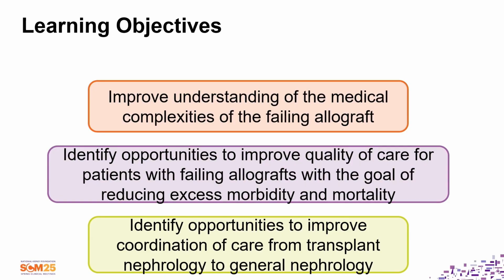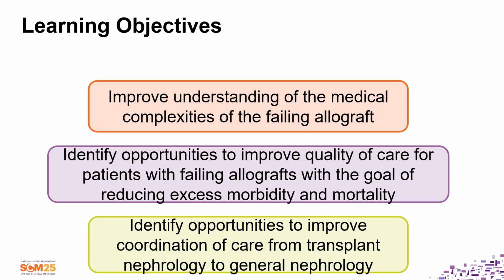So hopefully, by the end of this talk, you'll have an improved understanding of the medical complexities of the failing allograft. You'll be able to identify opportunities to improve the quality of care for patients with failing allografts, with a specific goal of reducing the excess morbidity and mortality that's seen, especially as patients' allografts fail and they transition to dialysis. I'll show you the data there, but that's really a period of significant morbidity and mortality for our patients.